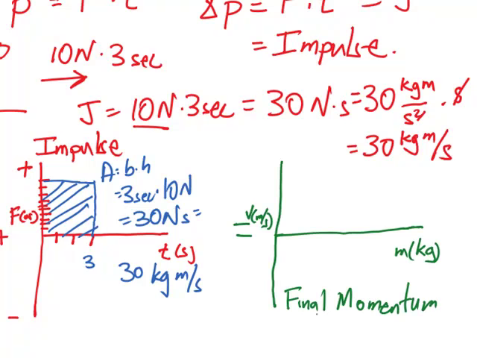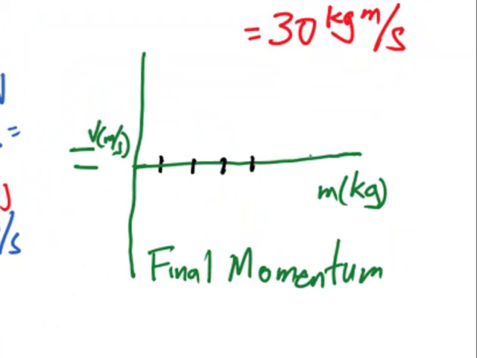Let's go determine our final momentum here. So I know my mass stays the same. 1, 2, 3, 4, 5 kilograms. My total area is my initial momentum plus my impulse. I know that my final area is going to be 30 kilogram meters per second. This is over at 5 kilograms. So what's that final velocity?